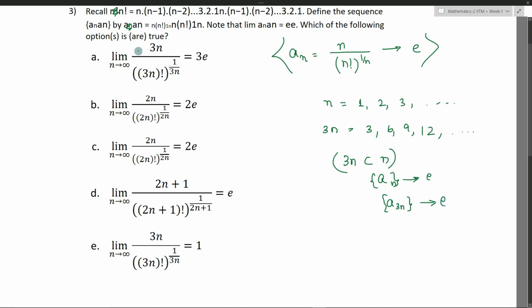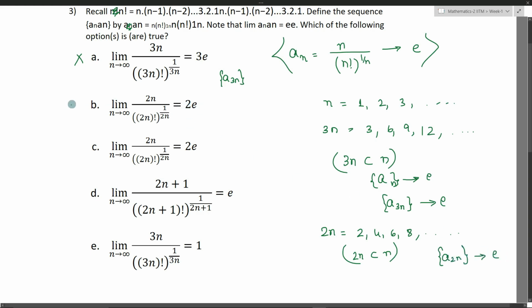What about the first option? First option we have a_3n. They're telling us it is converging to 3e. So this is wrong. What about the second one? What about 2n? 2n is equal to 2, 4, 6, 8, etc. Is this a subset of n? Yes. So 2n is also a subset of n. So a_2n should also converge to e, but they have given it as wrong. Again, the third option is a repetition of the second option.